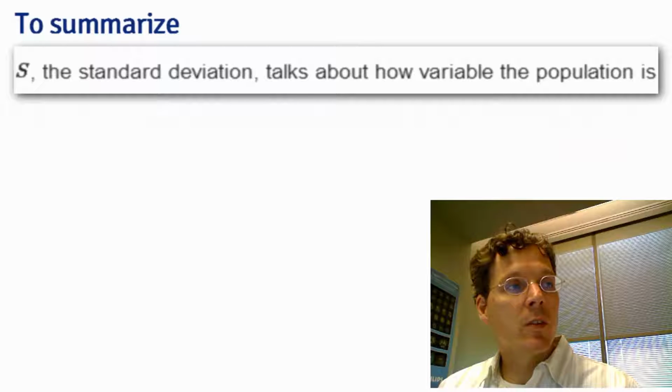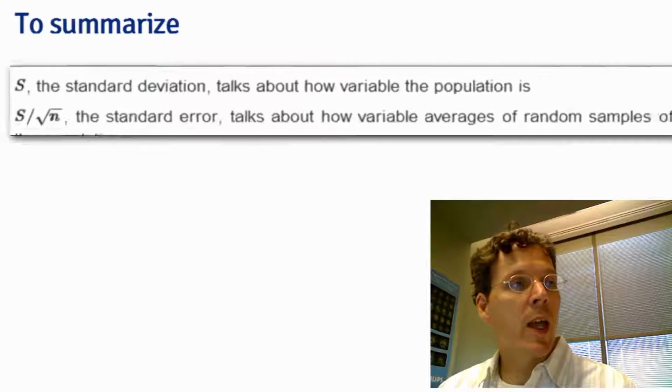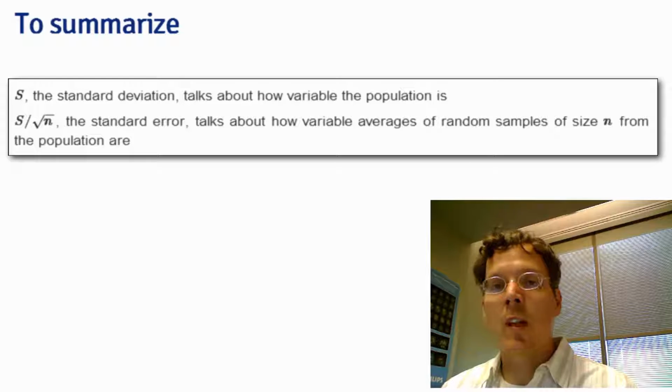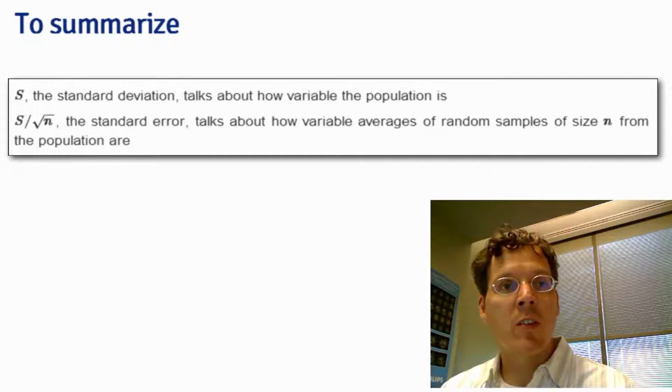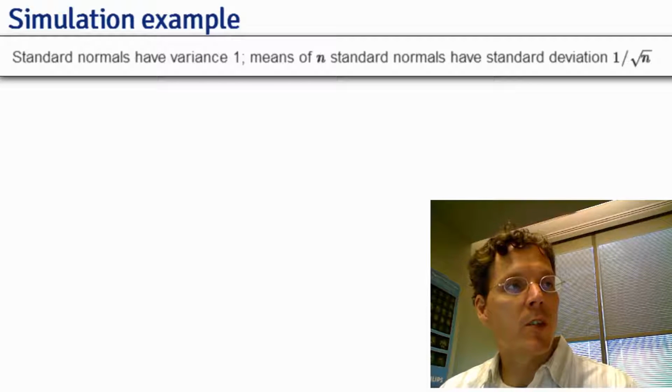So s, the standard deviation, is really an estimate of how variable your population is. S over square root n, the standard error, is really talking about how variable averages of random samples of size n are from the population. Let's go through some simulation examples. Standard normals have a variance of 1.